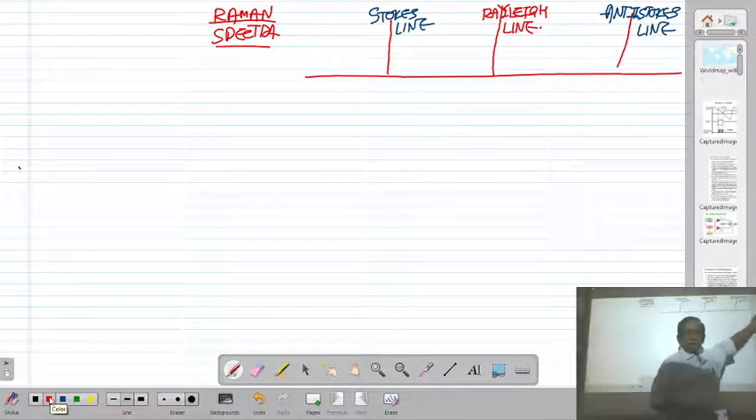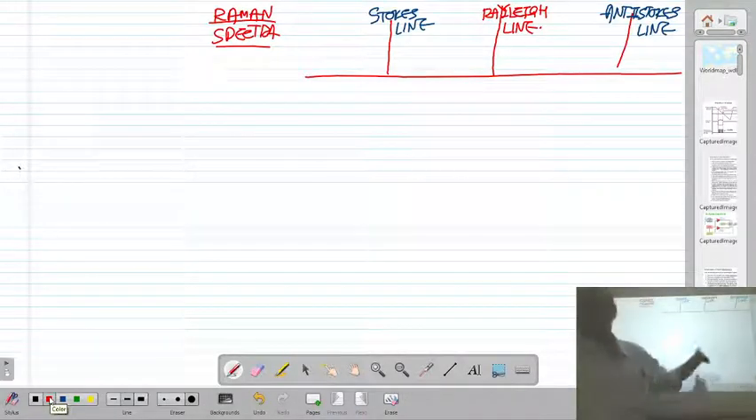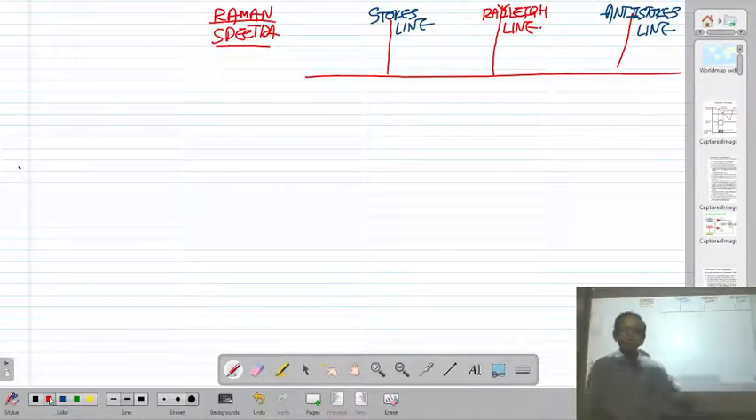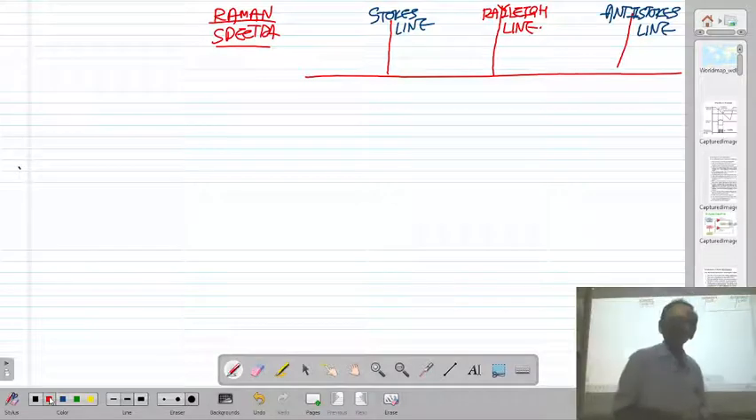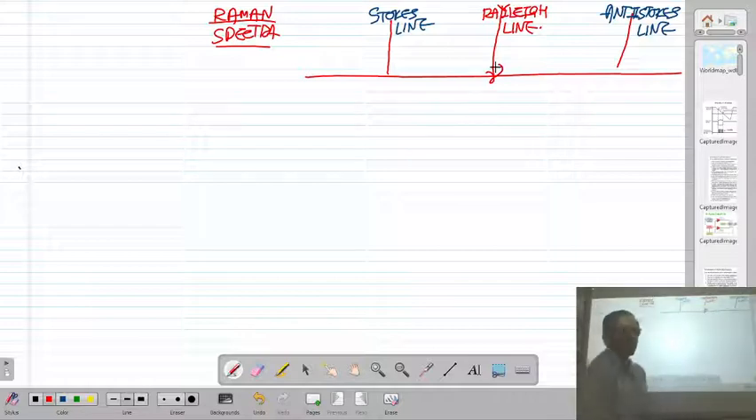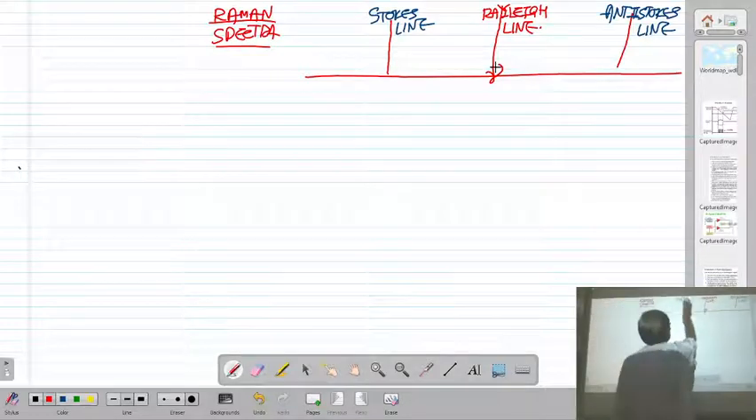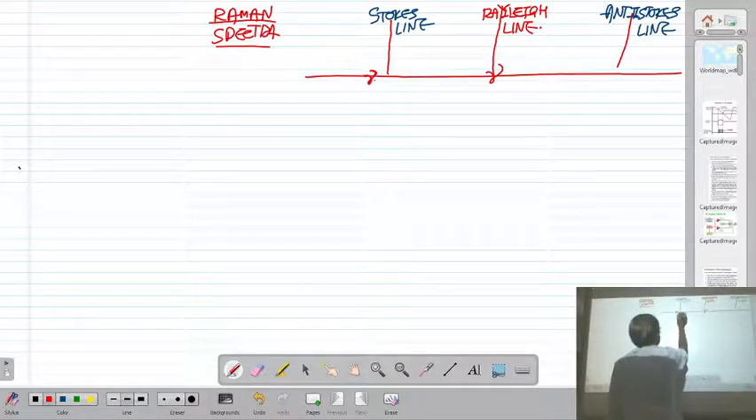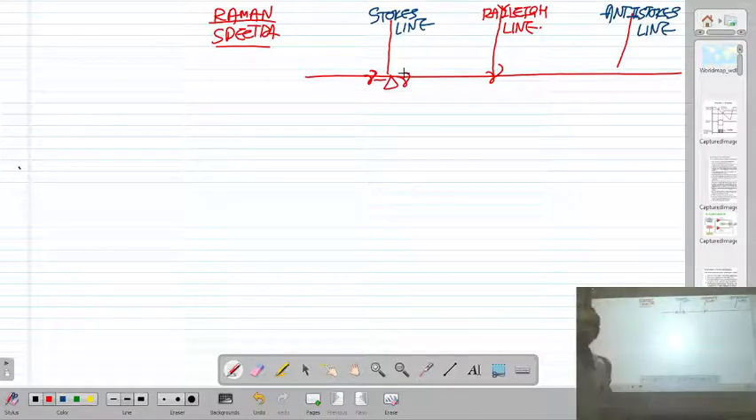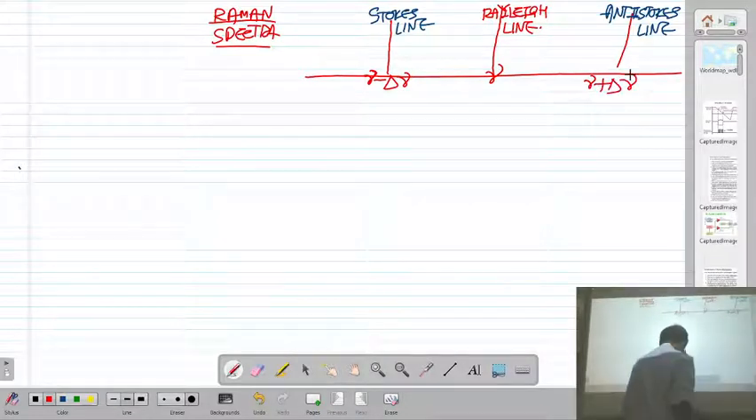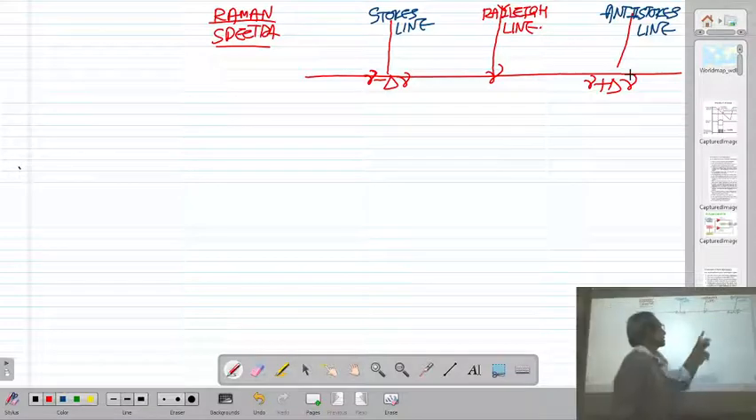Okay, so in the Raman spectrum of scattered light, when a strong beam of visible or ultraviolet light is scattered by the molecule, we get three types of line. One is the Rayleigh line, having the same frequency as that of the incident beam. Then the Stokes Raman line, having frequency less than the frequency of the incident light. And we also get the anti-Stokes line having frequency greater than that of the incident light.